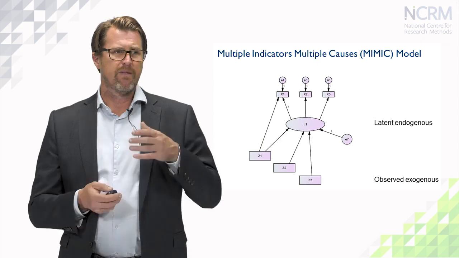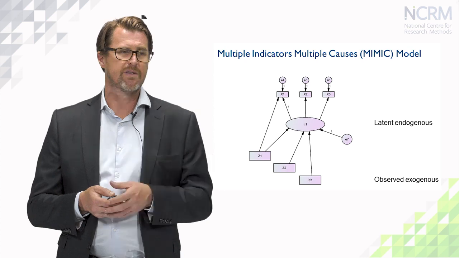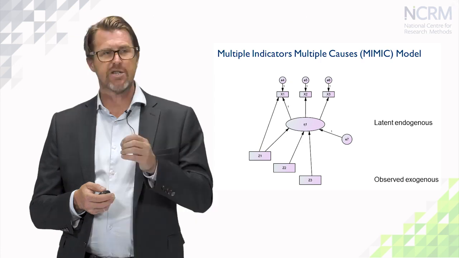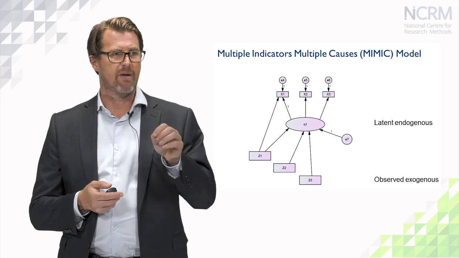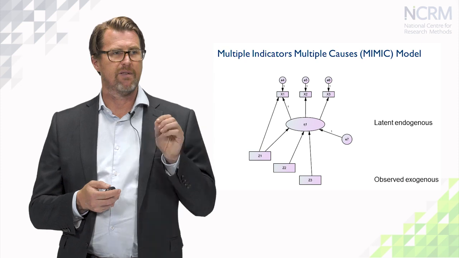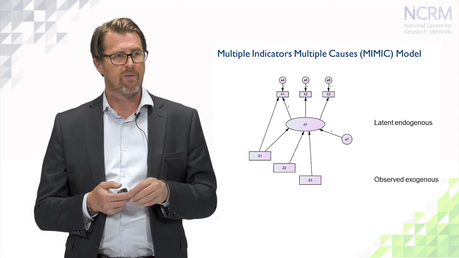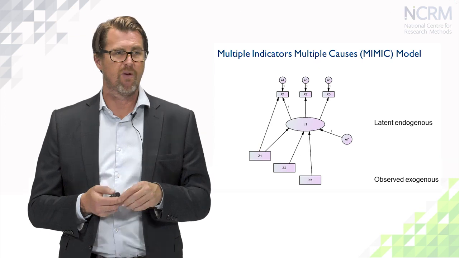The use and context of this MIMIC model, as it's known, is often to assess the measurement properties of a latent variable. And what's interesting to note here in this path diagram is that there is a regression path between the observed variable x1 and z1. So z1 is predicting the latent variable, but it's also got a regression path into the observed indicator of that latent variable.